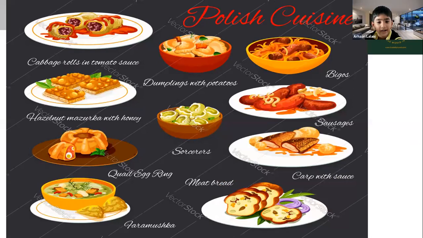Here they are. So cabbage, cabbage rolls and tomato sauce, dumplings with potatoes, hazelnut mazurka with honey. Then what is this? Sorcerers, bigos, sausages, carp with sauce, quail egg ring, meat bread, and this is faram mushka. Yes, tough names, no?